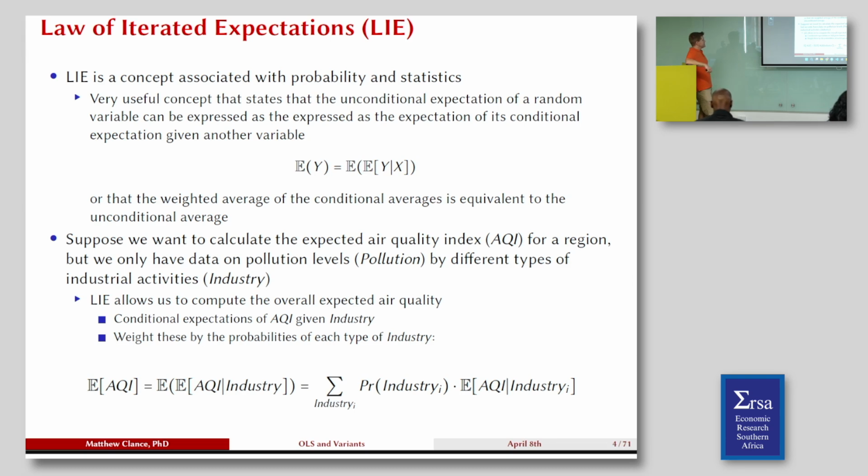Given the law of iterated expectations, it allows us to compute the overall expected air quality from the conditional expectations of the AQI given the industry. So we weight what goes in from each of the industries with the expected outcome of the AQI in this case. All we're doing is weighting everything. We know how much is coming out of each of the industries, so we can weight them to get an expected outcome.